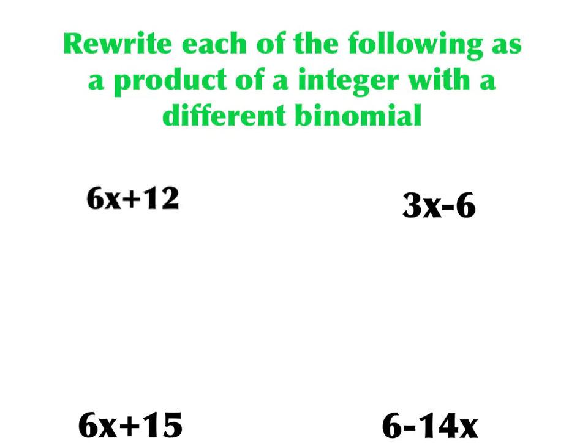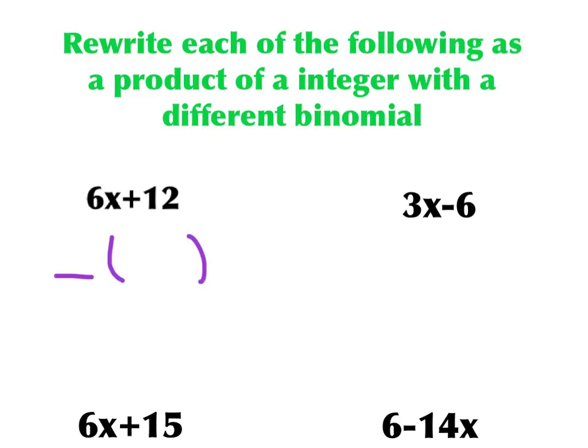So our first goal is to rewrite each of the following as a product of an integer with a different binomial. So let's just review some terms. Our integer is a whole number, and a binomial is two terms. Remember bi for binomial. So let's take a look at this first one, 6x plus 12. You could say it's what integer times what two terms.